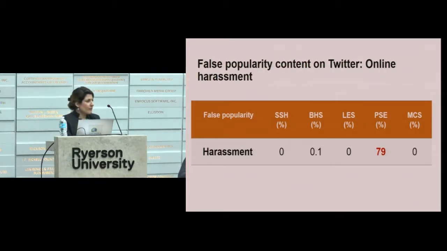The next step was looking at false popularity. We looked at online harassment. We also looked at whether the content of the tweet is humor. But for this presentation, I want to report online harassment. As you see, we have nothing really in most fields, but 79% of the tweets show a sign of harassment. I like to call it harassment, and I'll tell you why.